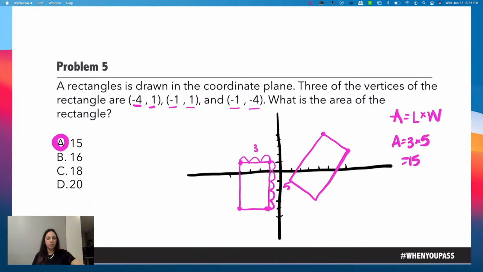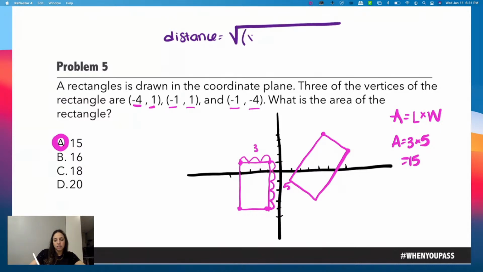How would you find the area then? Because I can't just count my hops now. I would have to use the distance formula. And the distance formula says the square root of (x minus x) squared plus (y minus y) squared.